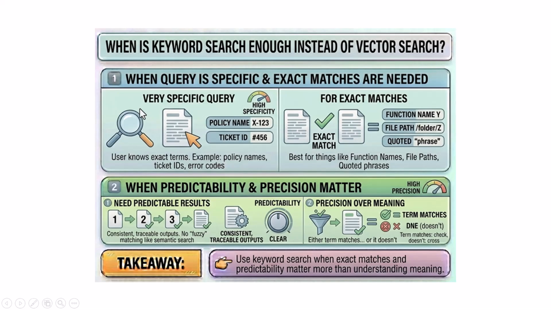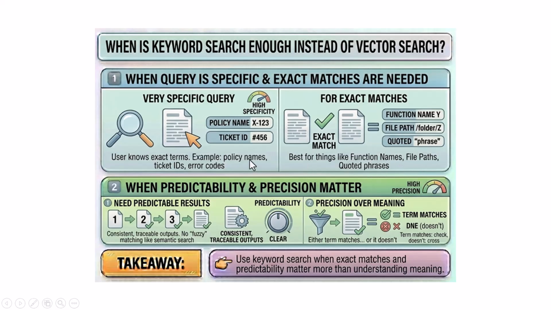Keyword search is best when the query is very specific. That is, the user already knows the exact terms to search. For example, policy names, ticket IDs, error codes, etc. Also, keyword search is a good option when you are looking for exact matches, and this works best for things like function names, file paths, and quoted phrases.